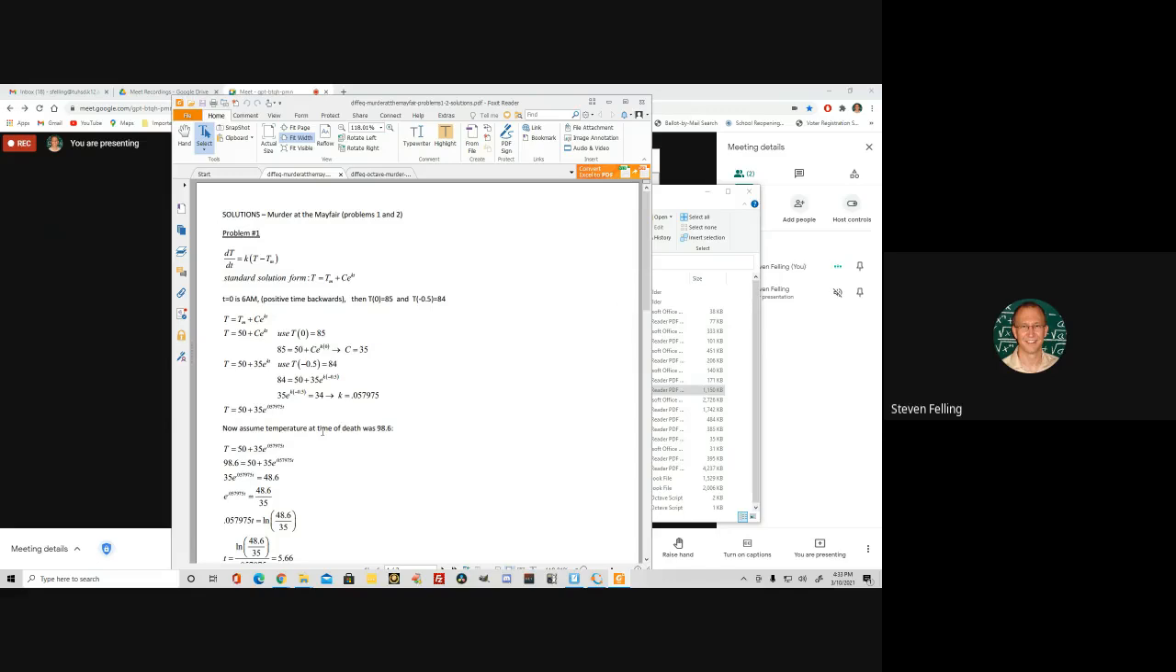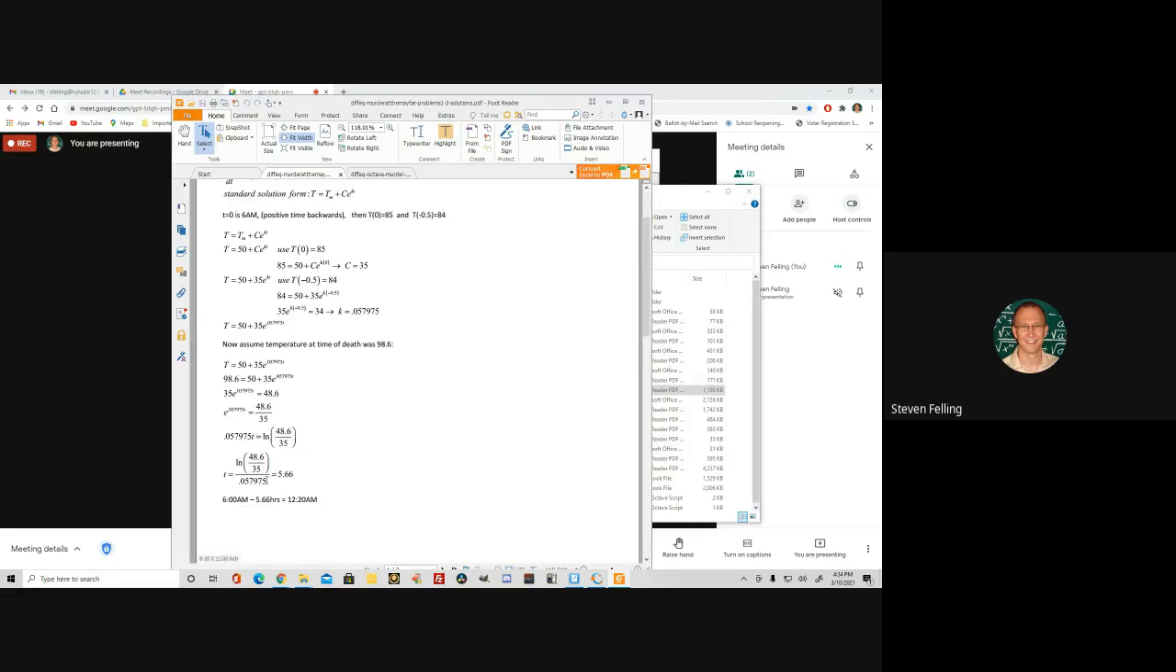And then if we assume the temperature at the time of death was 98.6, you can plug that in for the temperature, and then carefully solve with pre-calculus here to get the time, and you'll find the time is 5.66 hours. So if you go 5.66 hours before 6 a.m. and then handle the decimal correctly, that turns out to be about 12:20 a.m. So that would mean time of death was 12:20 if the body stayed inside the refrigerator the entire time.